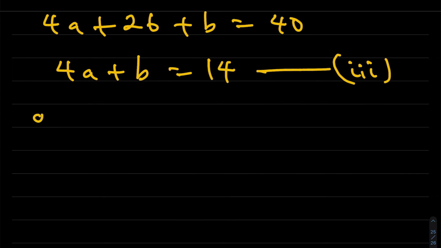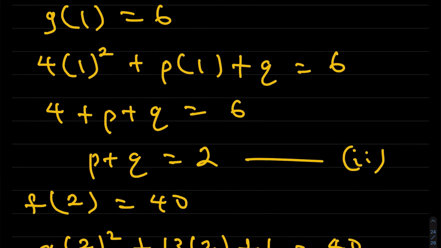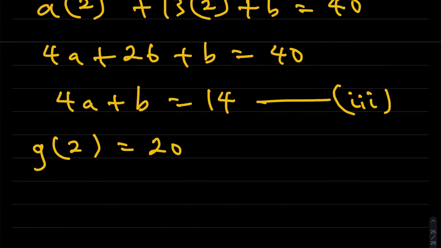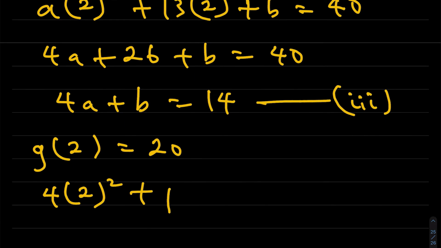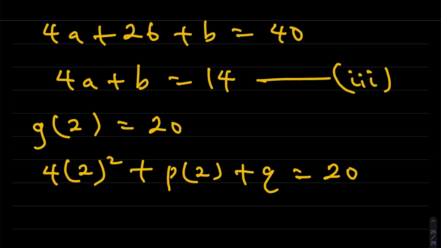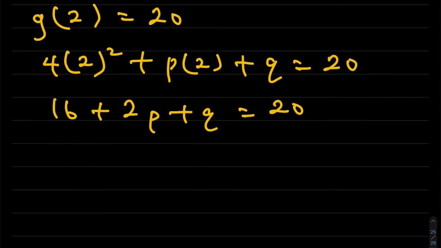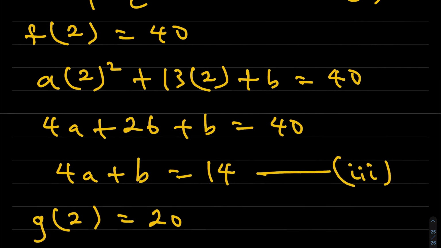Now, when g of x is divided by x minus 2, the remainder is g of 2, which is 20. And that simply means, what's g of x? G of x is 4x squared plus px plus q. So g of 2 is 4 times 2 squared plus p times 2 plus q equals 20, which means 16 plus 2p plus q equals 20. And that simply means 2p plus q equals, when 16 goes to the right hand side, it becomes minus 16, and we have 20 minus 16, which is 4. That's another equation, equation 4. Now we can solve similar equations simultaneously.